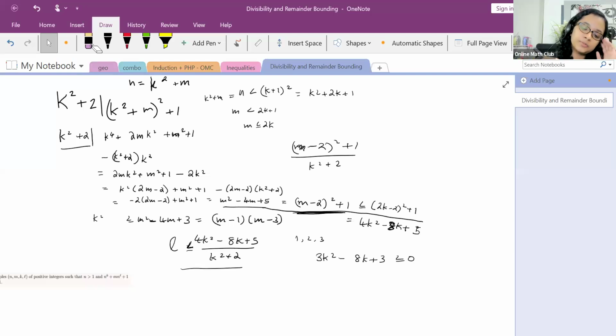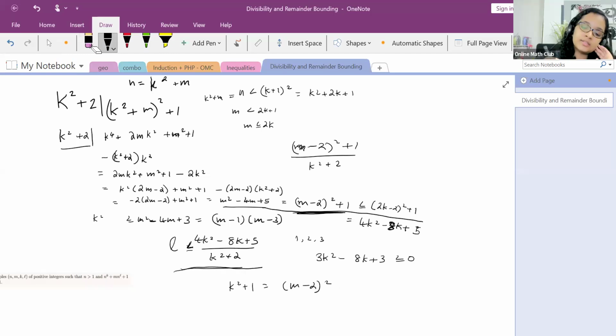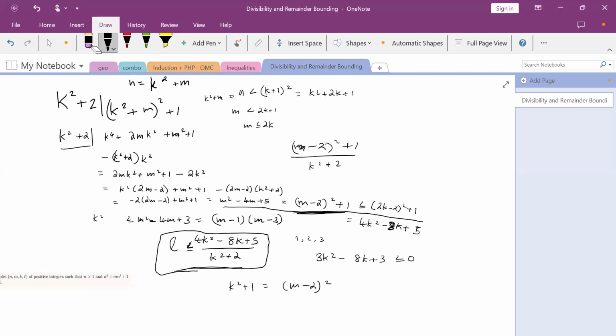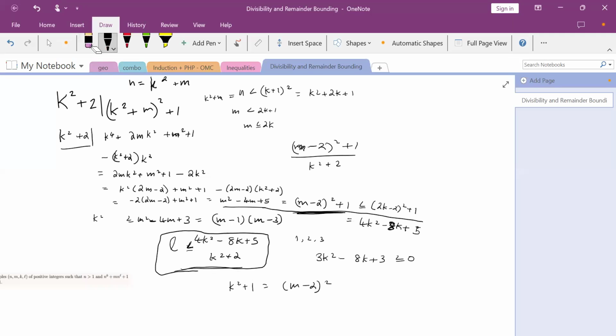Okay, so if L is 1, then we have k square plus 2 is equal to m minus 2 whole square plus 1. And if we cancel the 1 here, then we just get this. How do we know that L is 1, 2, or 3 only? Because we got that L is less than or equal to this. Is this fine? Yeah, this I understood, but how is it only these? If L is 4, then you get 4k square plus 8 is less than or equal to this thing. That's too big. Okay. That's fine.